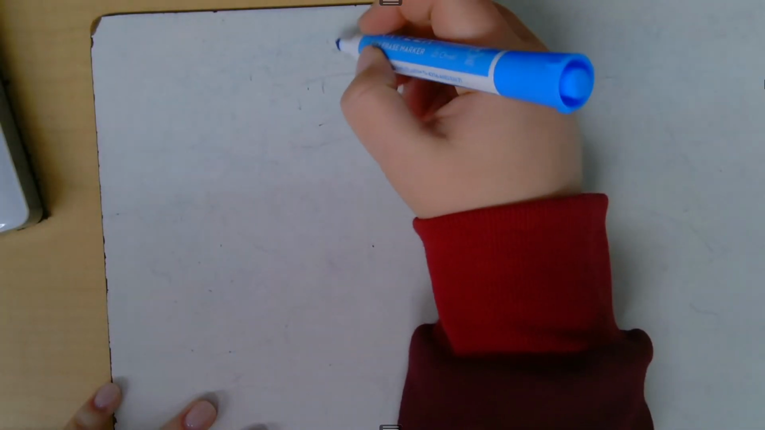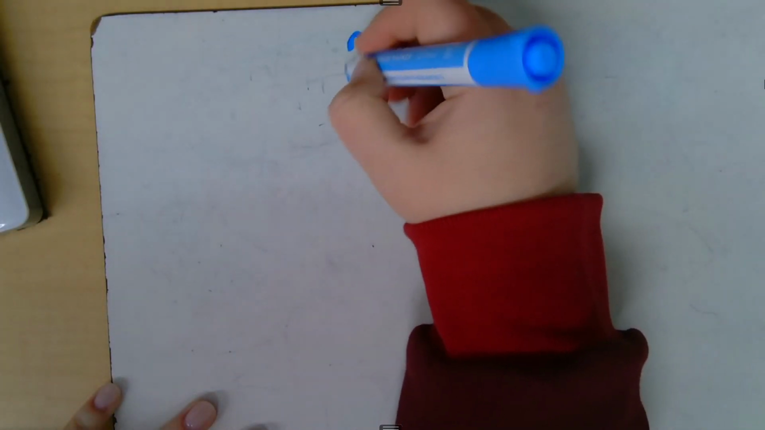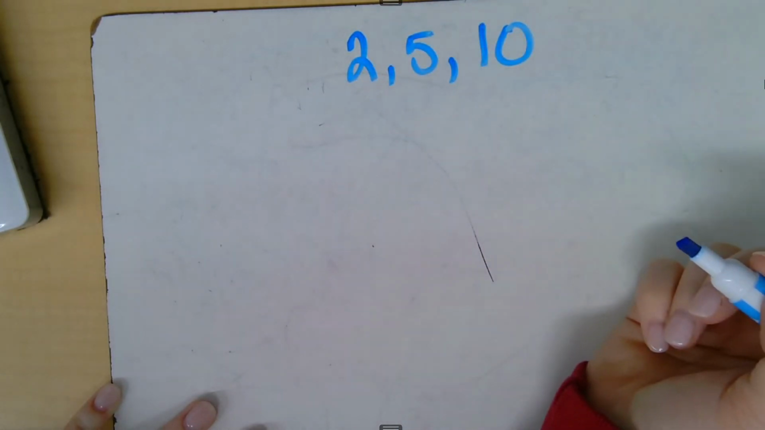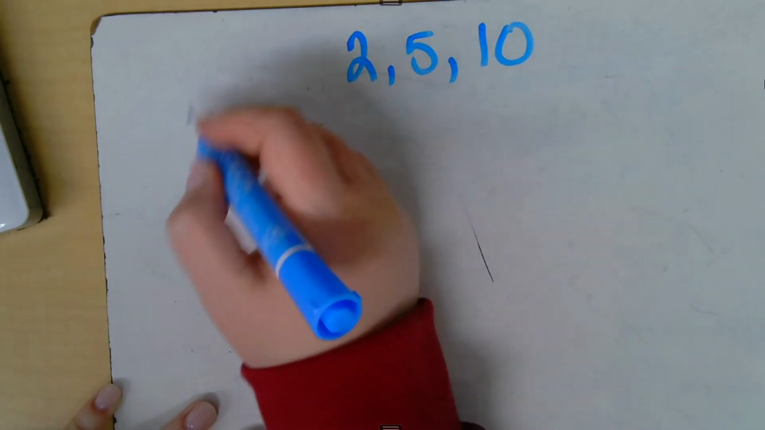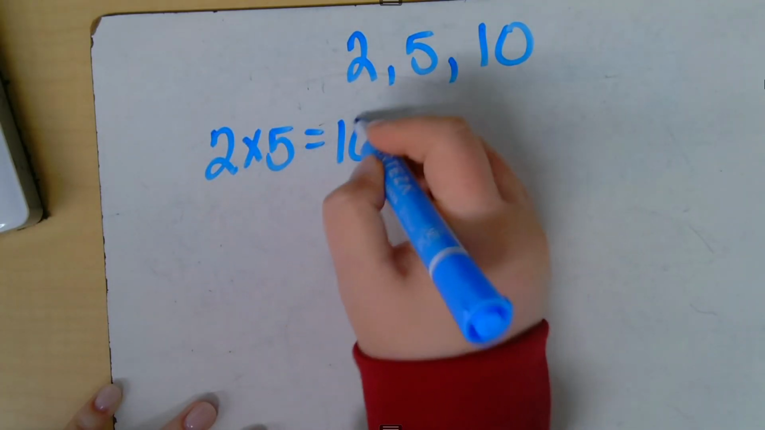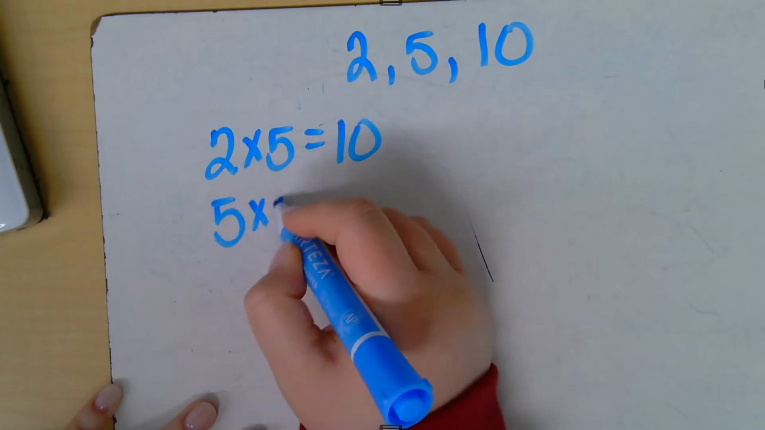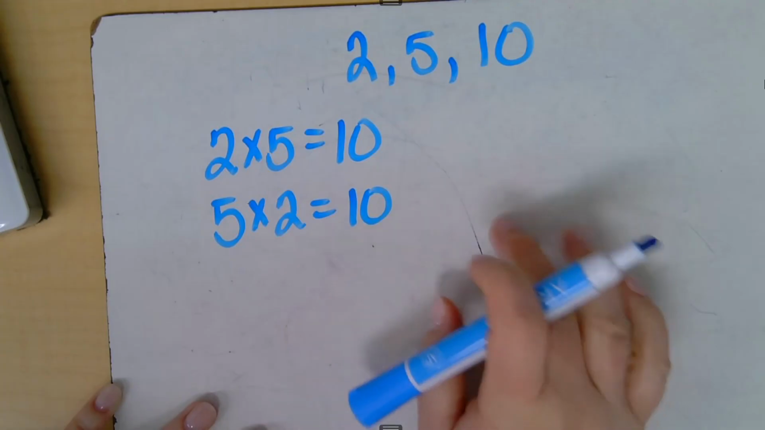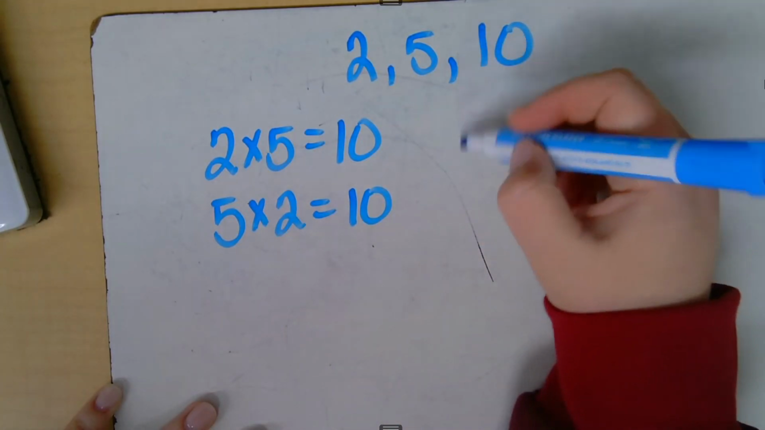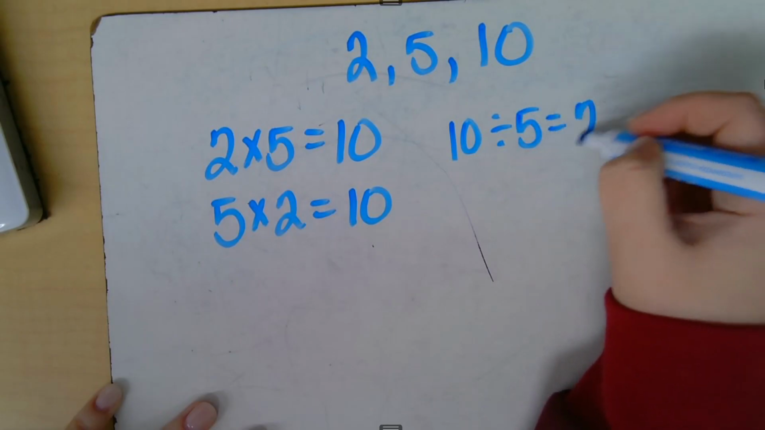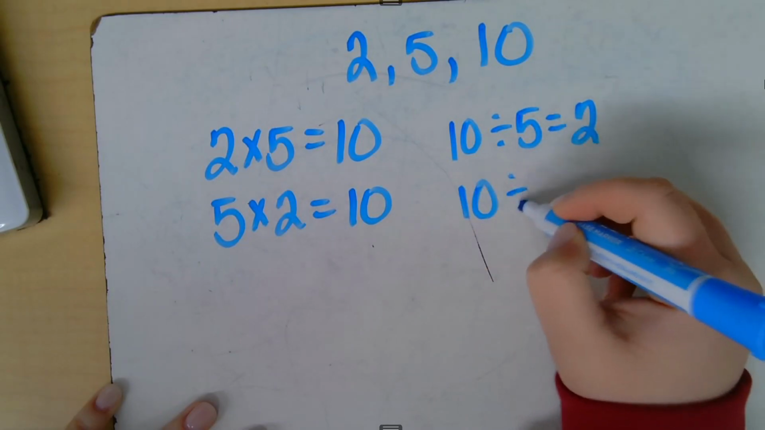So let's say that you have a fact family of 2, 5, and 10. This is your fact family. So that means you can write 2 multiplication sentences, and because you know the multiplication sentences, you can also write the division sentences. All you need to know is your multiplication facts, and then you know your division facts.